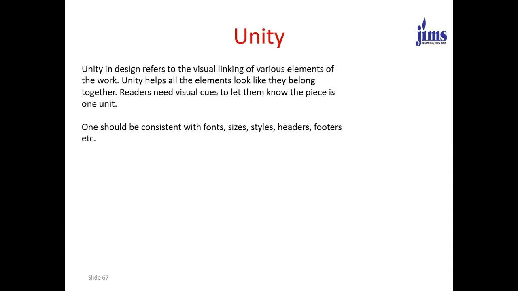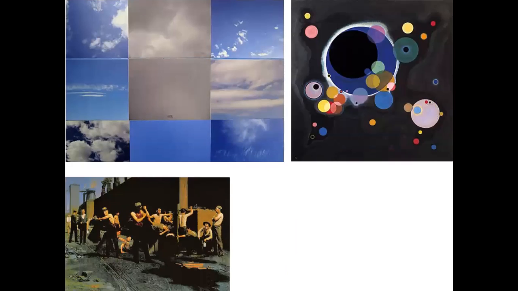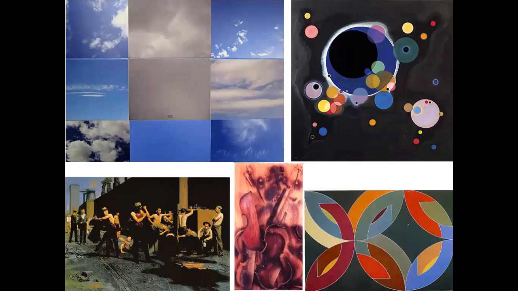We have mentioned in the slide as well that one should be consistent with fonts, sizes, styles, headers, and footers. For example, your textbooks have a set pattern: on top the name of the book, or at the bottom a page number, could be in the center, right, or left. Whatever it is, you follow it all throughout the 500 pages, so that you have an identification towards that book, and that brings the visual unity, or that visual link of the various elements. Here are the examples of unity.